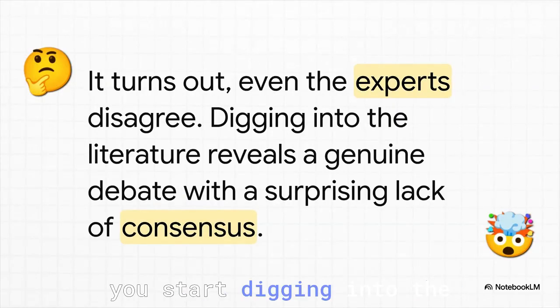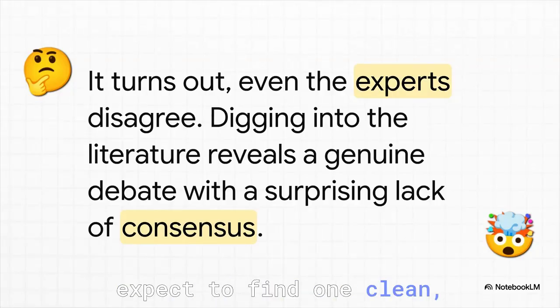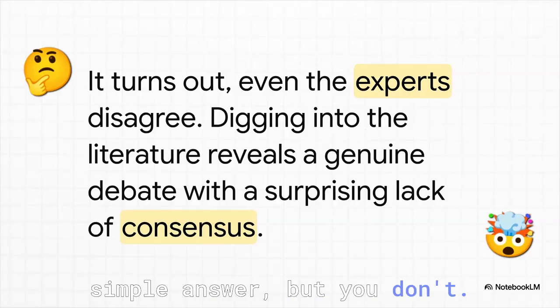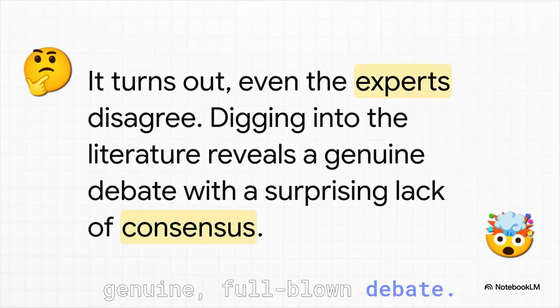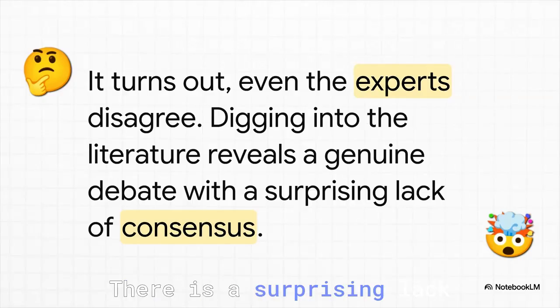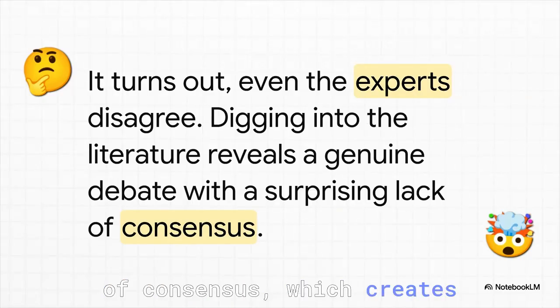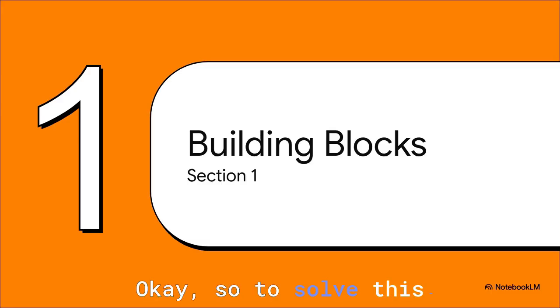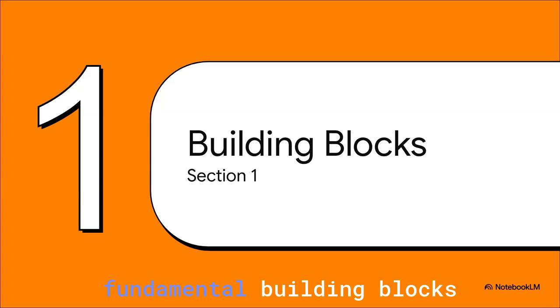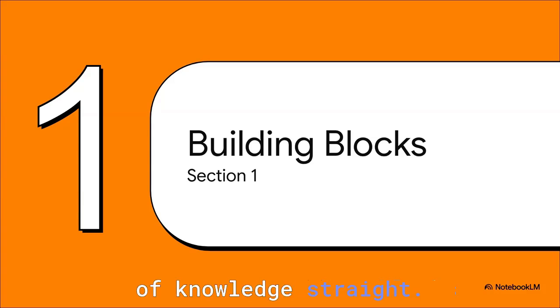Because when you start digging into the academic literature, you'd expect to find one clean, simple answer. But you don't. Instead, you find this genuine, full-blown debate. There is a surprising lack of consensus, which creates a real academic mystery. Okay, so to solve this mystery, we've got to start at the beginning. We need to get the fundamental building blocks of knowledge straight. Let's make sure we're all speaking the same language before we try to tackle the big question.